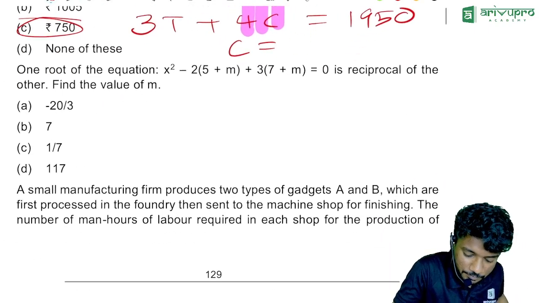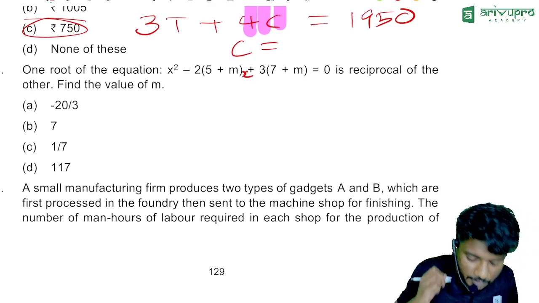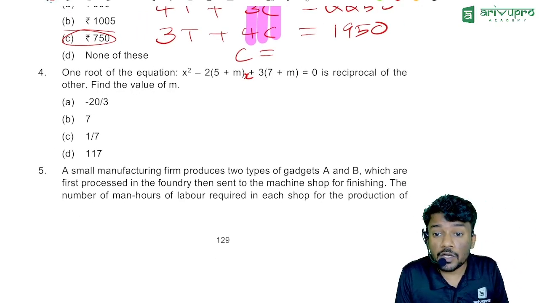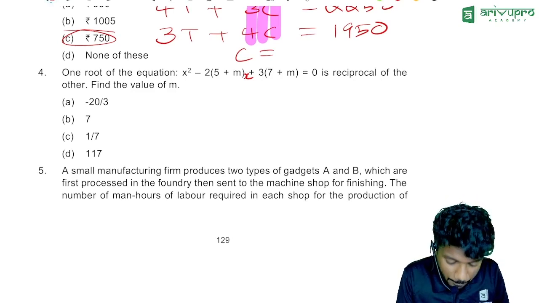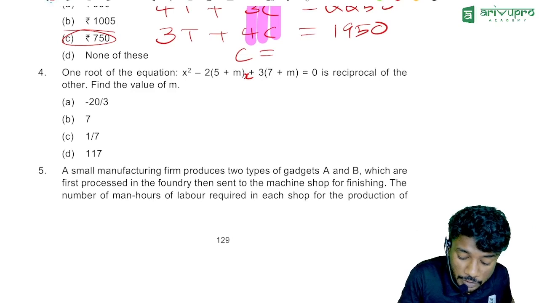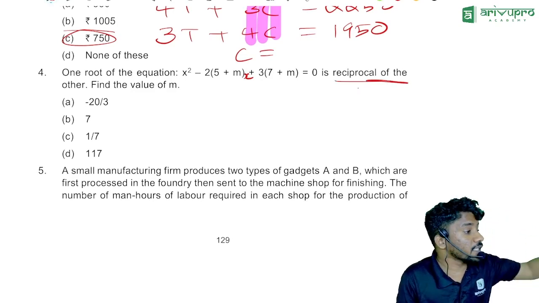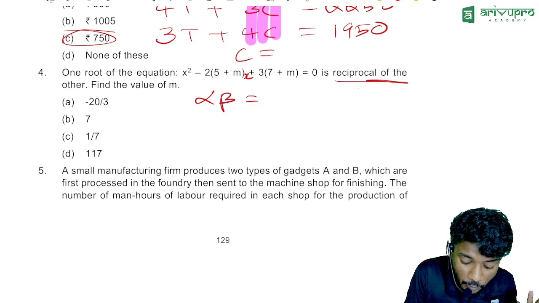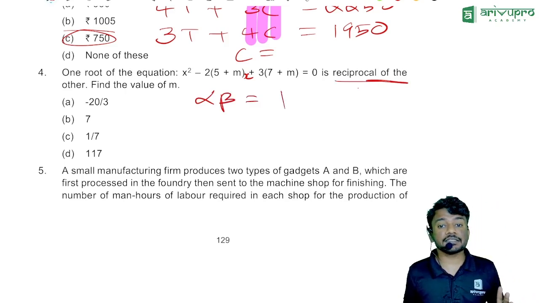Look at this. Here in the question, there is a mistake. There should be an x. One root of the equation x square minus (5 plus m) into x plus 3 into (7 plus m) is equal to 0 is the reciprocal of the other. What was the formula? Alpha beta is equal to 1. Product is equal to 1.